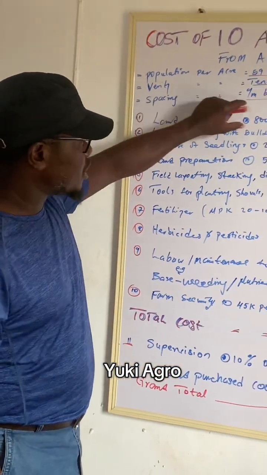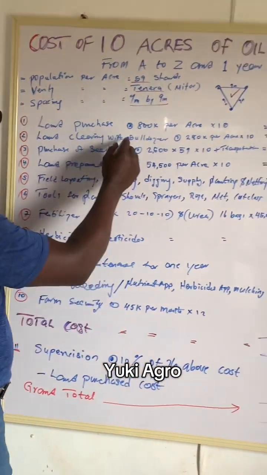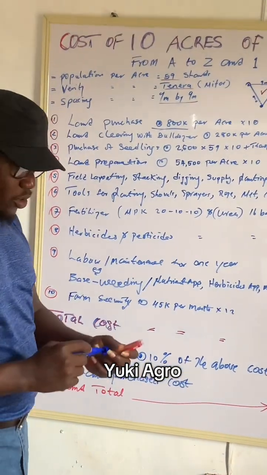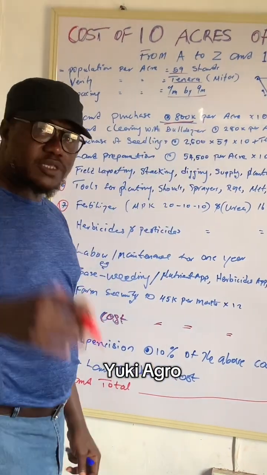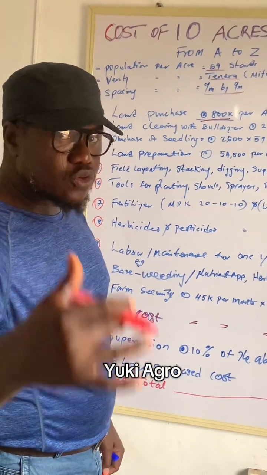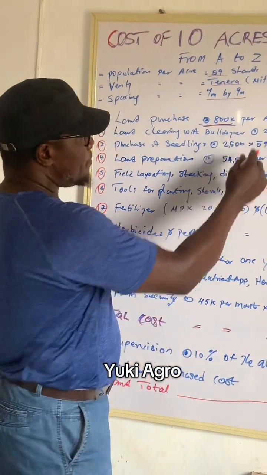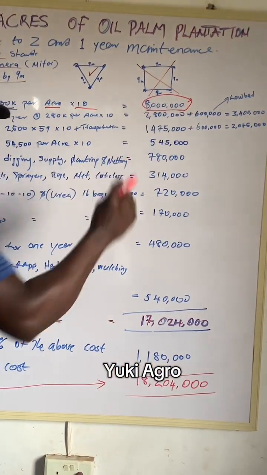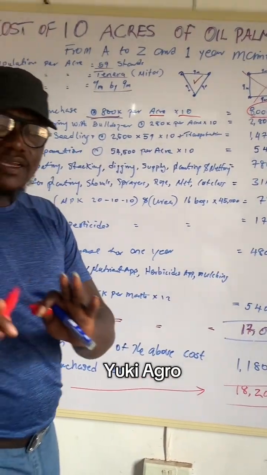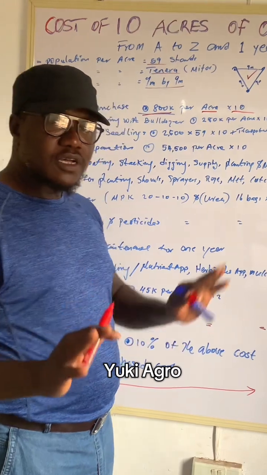First, land purchase. You can get 1 acre for 800,000 in southwest Nigeria. 1 acre for 800,000 that is not far away from town, with accessibility, where you can get to your farm on time. Per acre, multiply that by 10, you will have 8 million, all right? You will have 8 million just to buy the land, outright purchase of 10 acres.